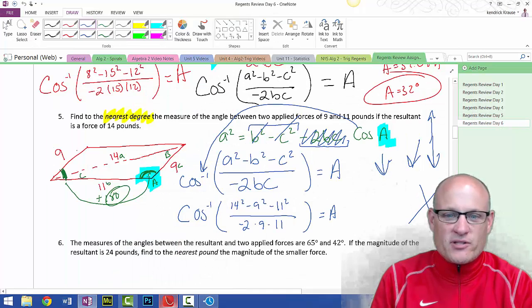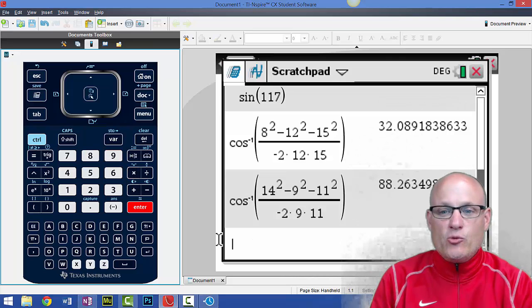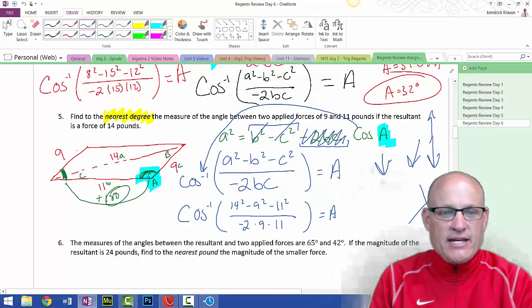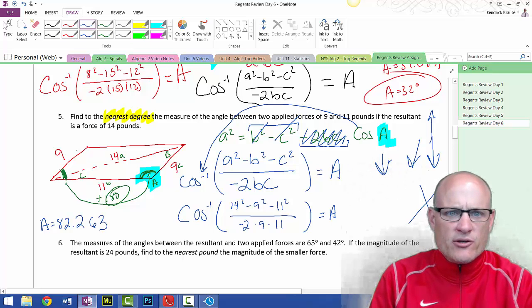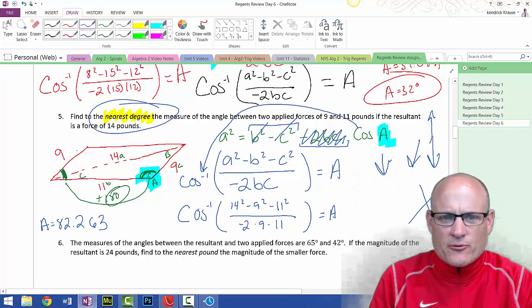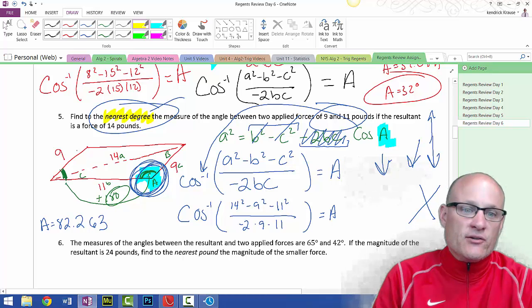All right, so it's 14 squared, 9, and 11. So 14 squared minus 9 squared minus 11 squared all over negative 2 times 9 times 11. Enter. 82.263. So A is equal to 82.263. Nearest degree, so that's enough. But that's not what I want for A. Remember, that's A. That's not the question they asked. What's the measure of the angle between the two applied forces? So what I'm looking for is this angle over here.